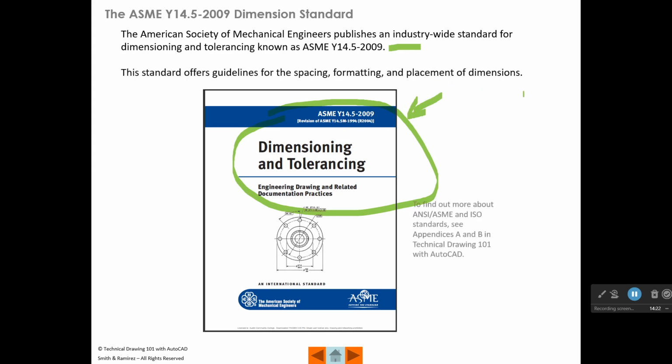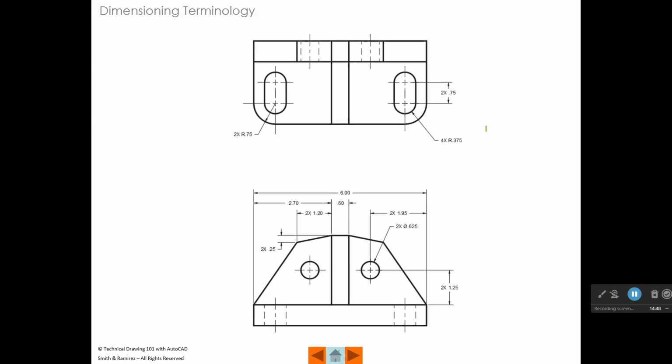And it tells you that it defines guidelines for spacing, formatting, and placement of dimensions. Now, most offices that you would work in, if you were a mechanical designer, they would have access to a copy of this or multiple copies of this. And so if you were dimensioning something and you weren't sure how it should be dimensioned, you can look it up in the ASME Y14.5 standard.